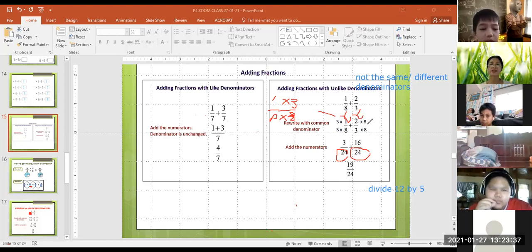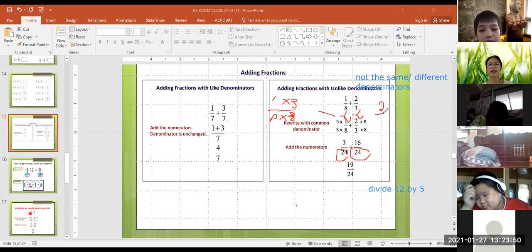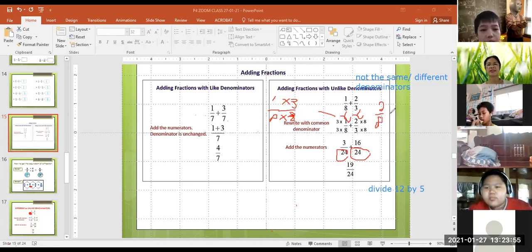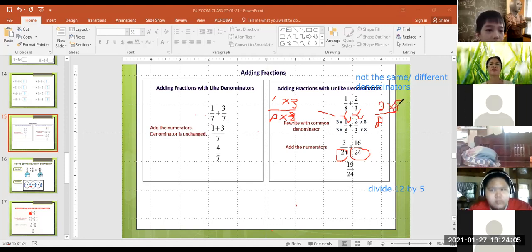Why? Because the denominators are different, or they are unlike. So now we're going to get the equivalent fraction also of 2/3. So we are going to multiply 2 by 8 and you get 16.